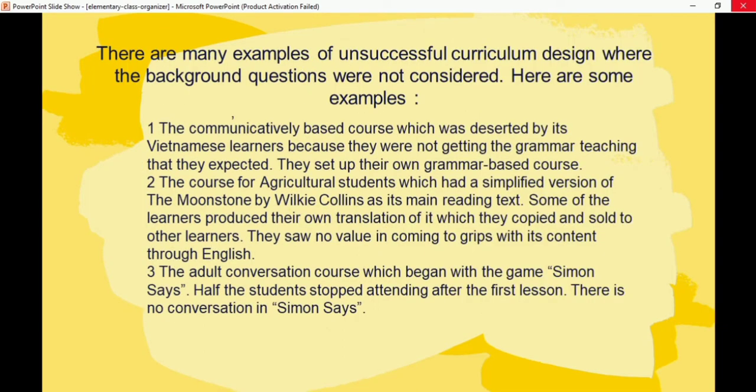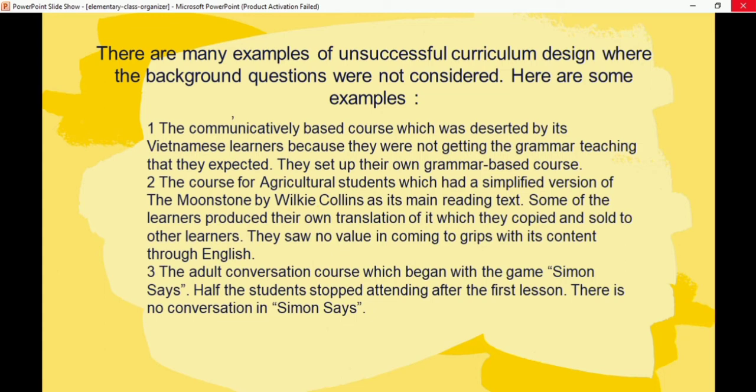Okay, next, there are many examples of unsuccessful curriculum design where the background questions were not considered. Here are some examples. The first, the communicatively based course which was deserted by its Vietnamese learners because they were not getting the grammar teaching that they expected. They set up their own grammar-based course.